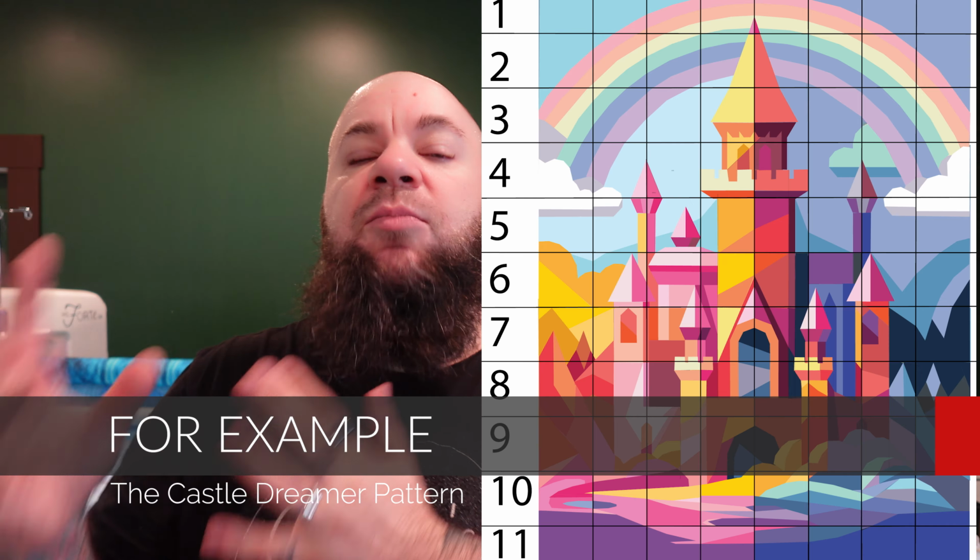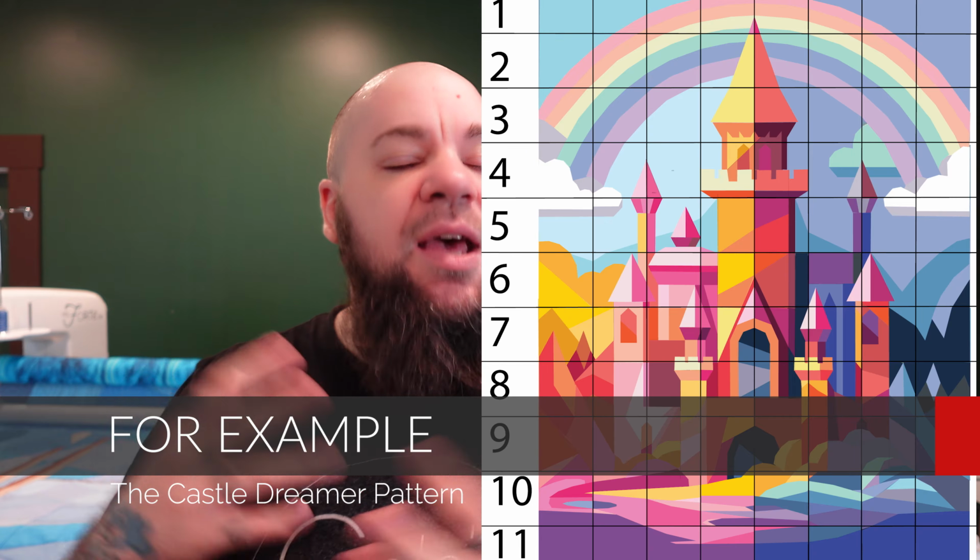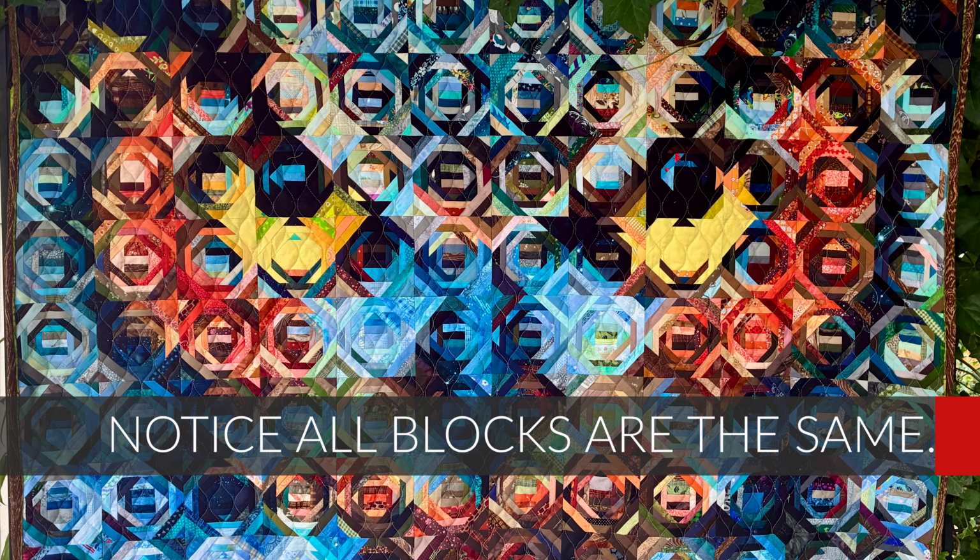So some of my patterns are more like traditional paper piecing, where it's just a regular picture. Some are more like a pixelated type of picture, like the owl quilt. The owl quilt was designed where every block was the same, all the pieces were the same shape, and just the change of color created the picture of the owl.